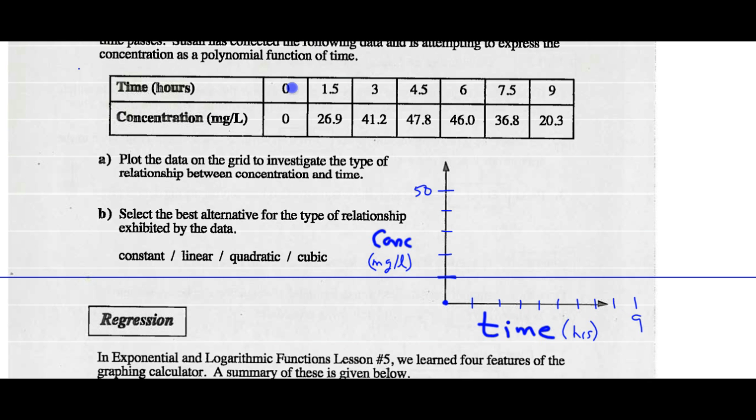All right, so now let's plot these: 0 and 0. 1.5 hours and 26.9, might be right about there. 3 hours and 41. 4.5 hours and 47.8. 6 hours and 46. 7.5 hours, we're down to 36.8. That's maybe about here.